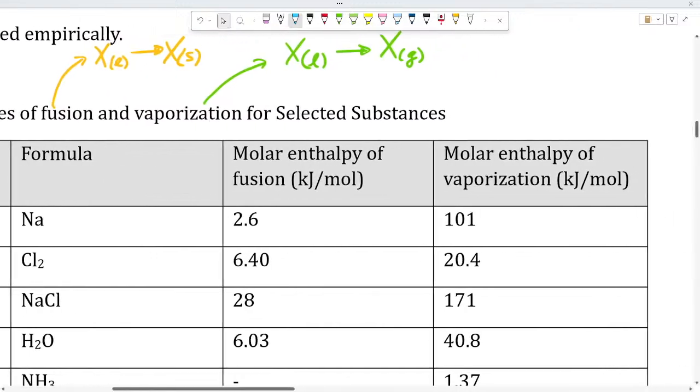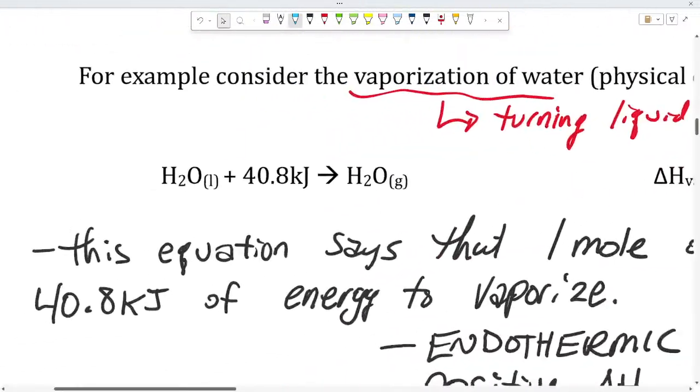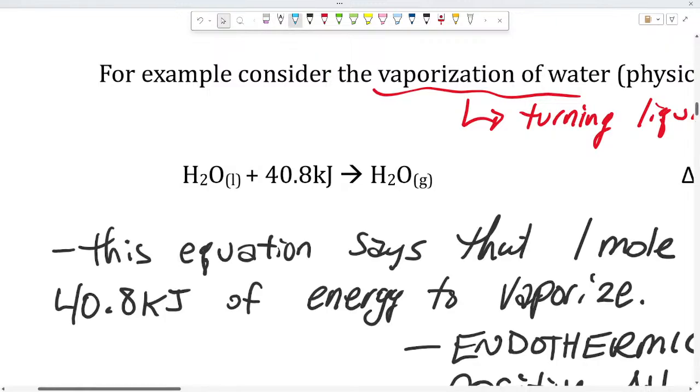Let's take the example we have above. It takes 40.8 kilojoules of energy to take liquid water and turn it into a gas, which means you can tell me how much energy I'm going to get back if I take a mole of gaseous water and turn it back into a liquid. How much energy would we get back? Yeah, that one would be negative, which would mean it would release energy, but it's going to be 40.8. Does that make sense?